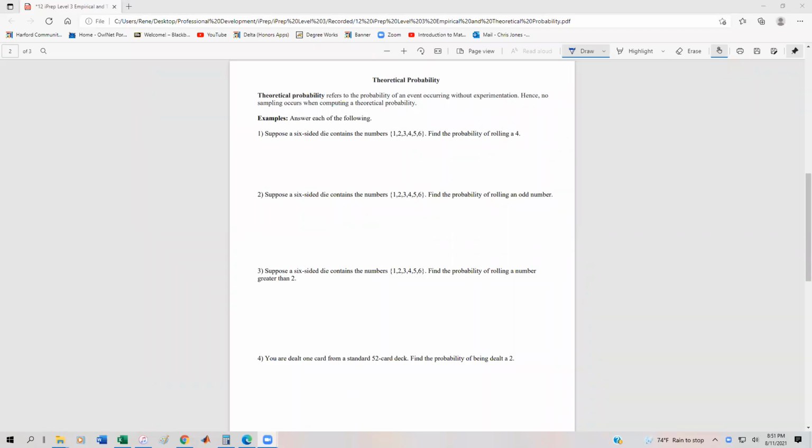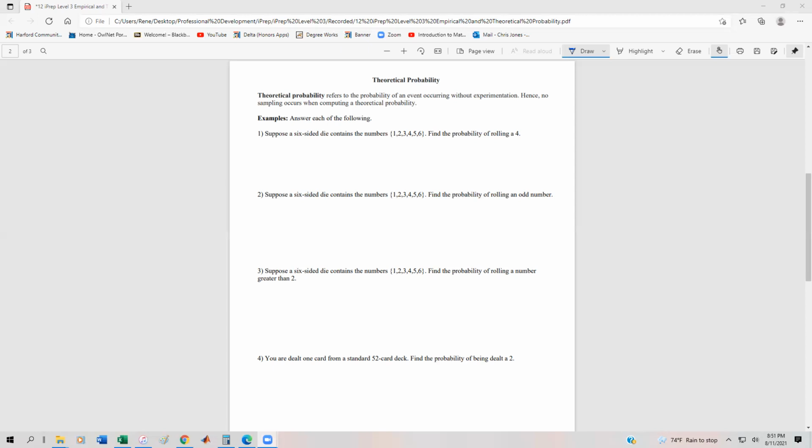Unlike empirical probability, theoretical probability is the idea that we don't necessarily collect any information. We just compute probabilities based on what we think should happen. There's no experimentation and no collecting of data. We just use the definition of probability, go with the sample space, and compute probabilities that way. We're going to take a look at several different examples.